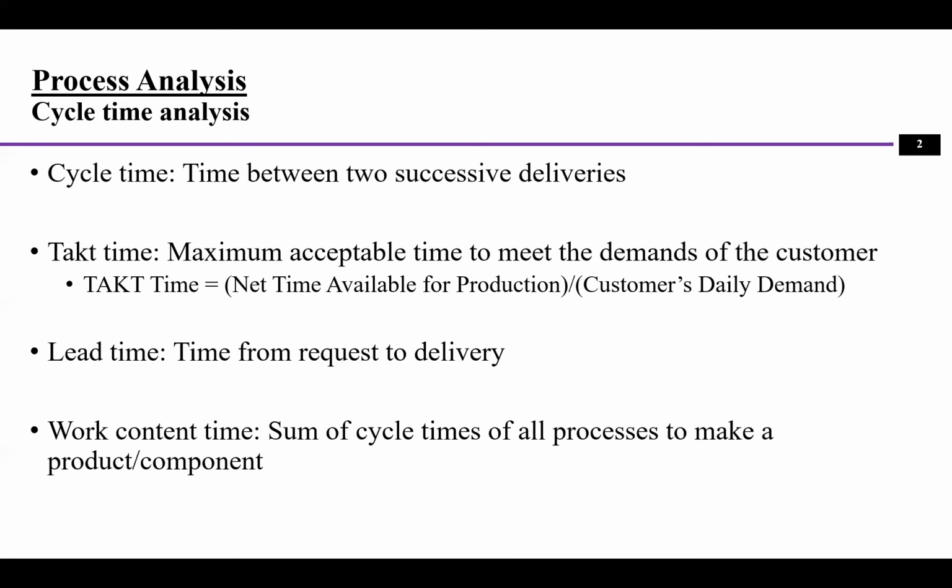For example, if I have a product that needs 100 processes, and each process may take about 20 minutes, what is the work content time? That is 100 times 20, because you need to add all these process times together in order to finish this product, which means that this product includes all these task times, right? So that is the work content time.